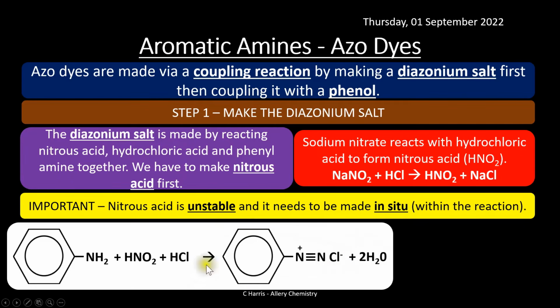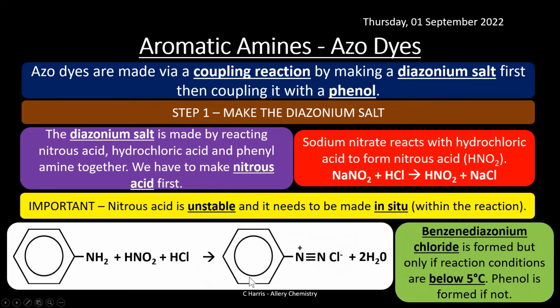So that's the salt, and this is going to be the active kind of ingredient to help make our azo dye. Okay, so this one's called benzene diazonium chloride, this one here. Okay, now this has all got to be done below 5 degrees. Okay, if it's not, then we end up making a phenol instead, and we don't want the phenol, we want this. Okay, so it's really important we keep this as cold as we possibly can.